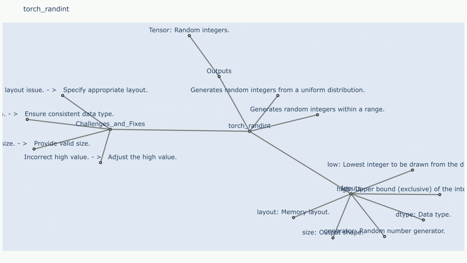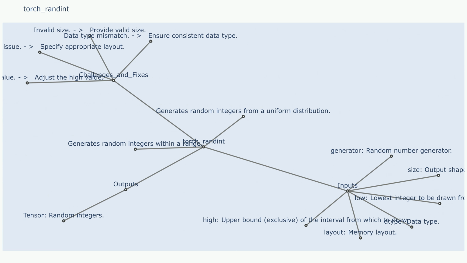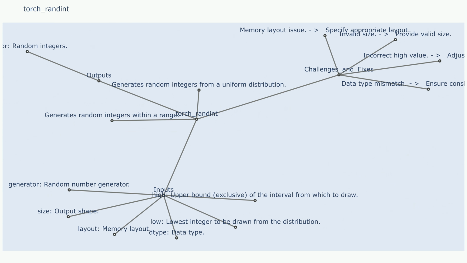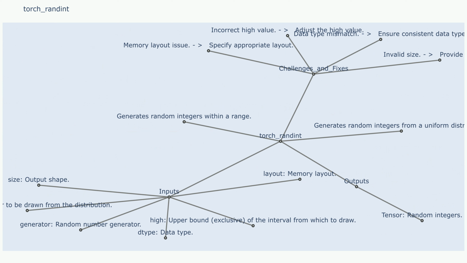Device, optional: the desired device of the returned tensor. Defaults to the current device if not specified. Outputs: a tensor of random integers with the specified size, dtype, layout, and device. Each element of the tensor will be a random integer in the range low to high. Steps. The function first checks the input arguments for validity.